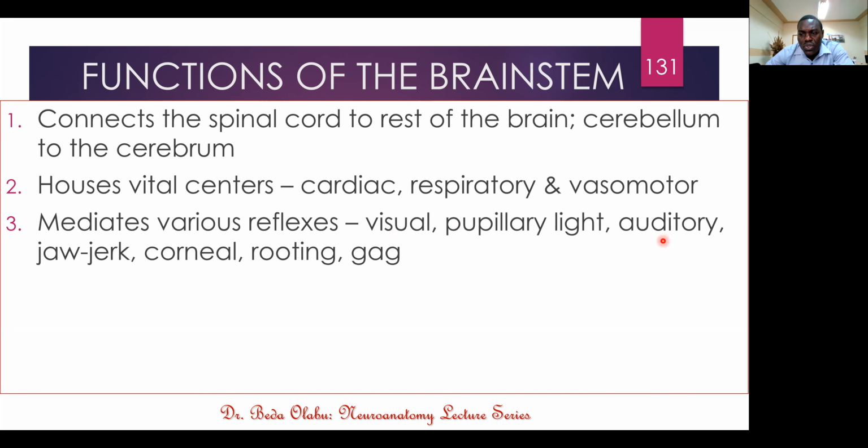Auditory reflex is controlled still in the midbrain, specifically by the inferior colliculi of the midbrain. Auditory reflex is where you turn your head towards the direction of sound. Whatever you're doing, if you hear a loud bang next to you, apart from running away, you'll also turn your neck towards the direction of sound. And that's what we call auditory reflex.